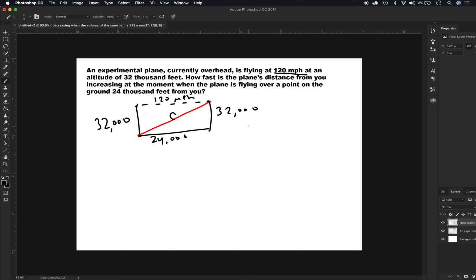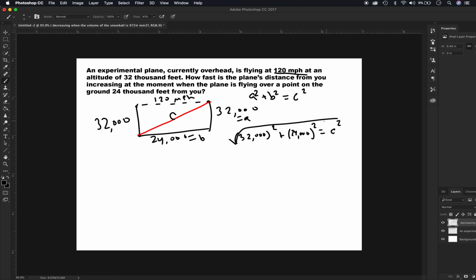Can you tell me why? Are you saying it? Good job. So we're going to use the Pythagorean theorem: a squared plus b squared equals c squared. So right now, this is going to be our B. This is going to be our A. 32,000 squared plus 24,000 squared equals c squared.